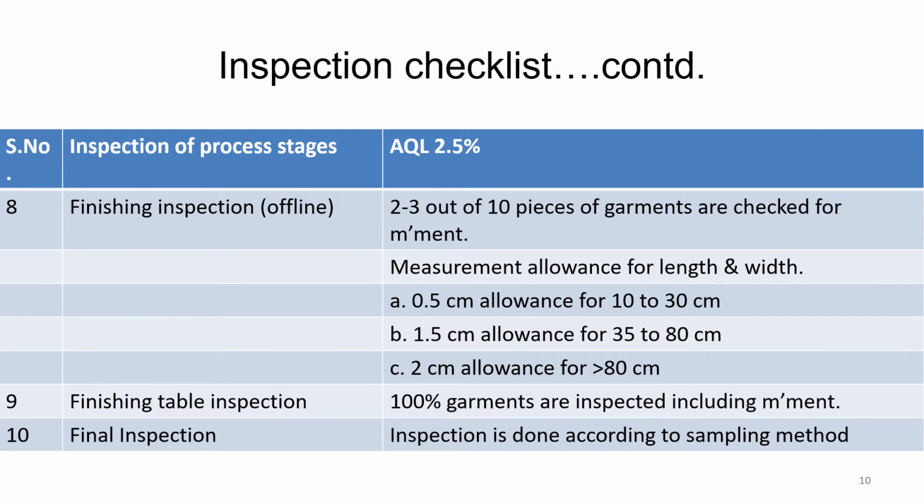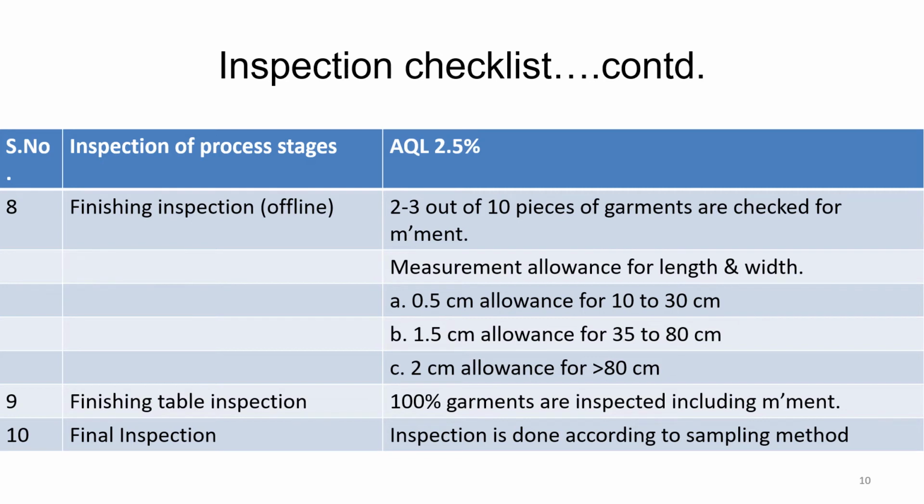The garment again has to be opened, and the stitching has to be done again so that the measurement is corrected. Similarly, if the measurements are more than 35 centimeters up to 80 centimeters, there is an allowance of roughly 1.5 centimeters. So if the given measurement is 80 centimeters, and the garment measures anywhere between 78.5 to 81.5 centimeters, it is accepted. If the measurement is less than 78.5 centimeters, or more than 81.5 centimeters, then the garment will be rejected. It has to be sent for correction.